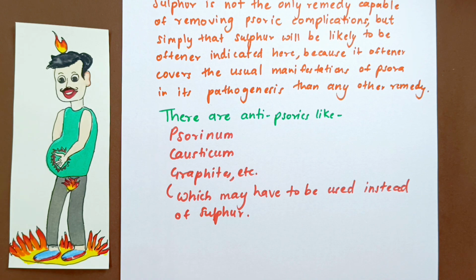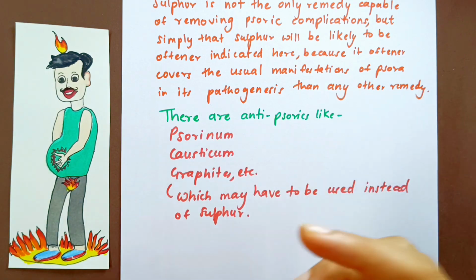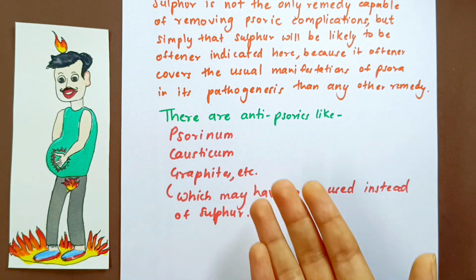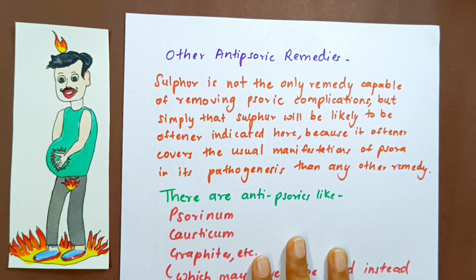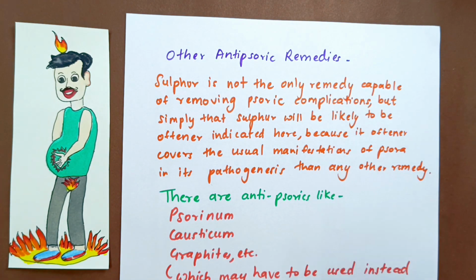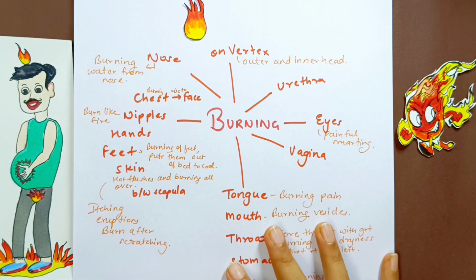Now, this was all about the antipsoric part. We saw that Hahnemann says that sulfur is the king of antipsorics. We saw what Psora actually is, and we have seen the whole concept, and there are also other antipsoric remedies besides sulfur. Now, let's go to the chief characteristic of this remedy, the burning. Since burning is a chief characteristic of this remedy, it is found everywhere in this remedy.